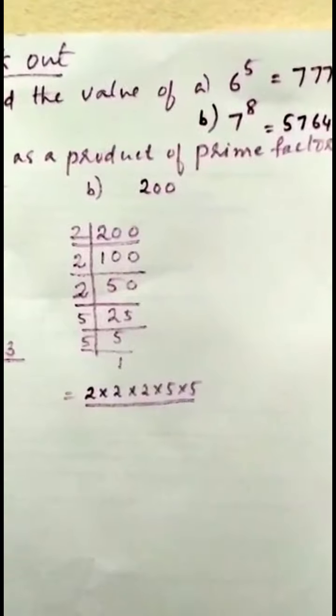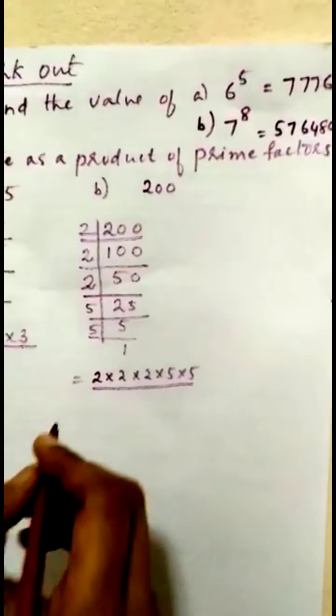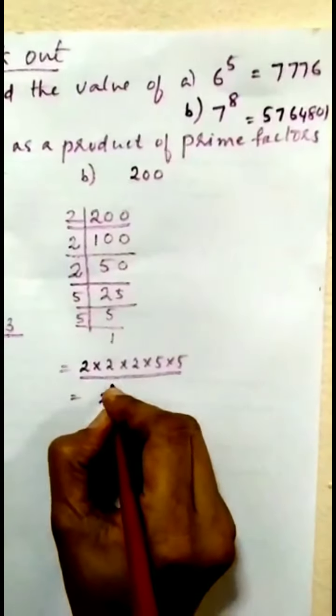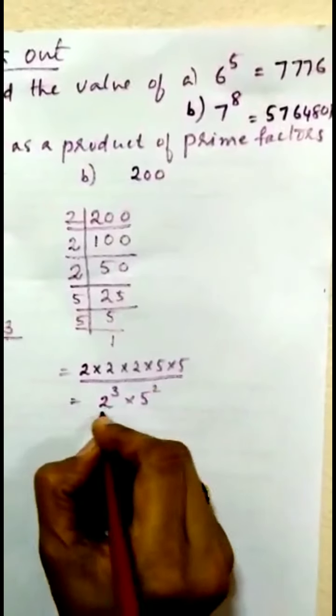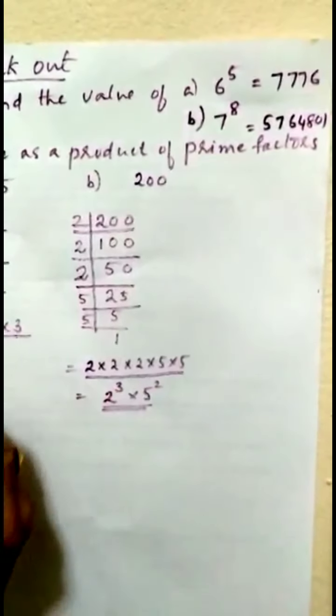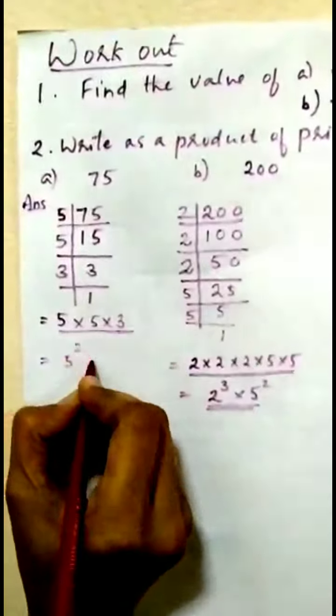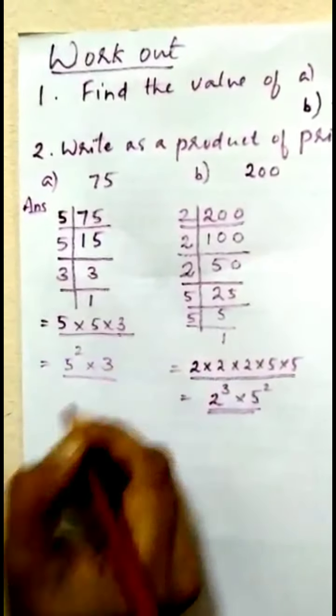So any number you can do. This number we can also write as 2 raised to 3 into 5 squared. Both ways the answer is correct. 2 three times, 5 two times. This also we can write as 5 raised to 2 into 2 raised to 3.